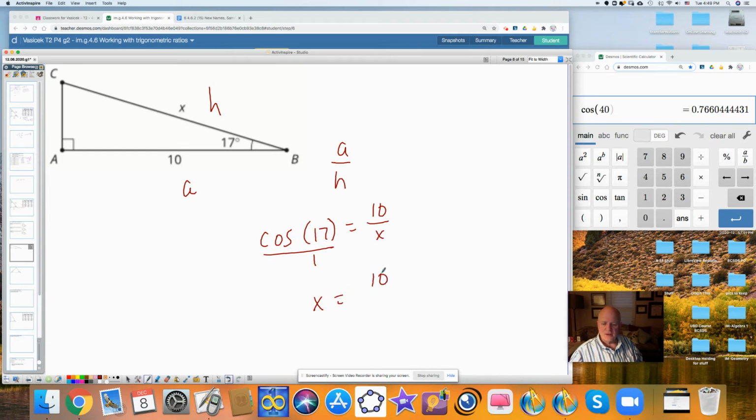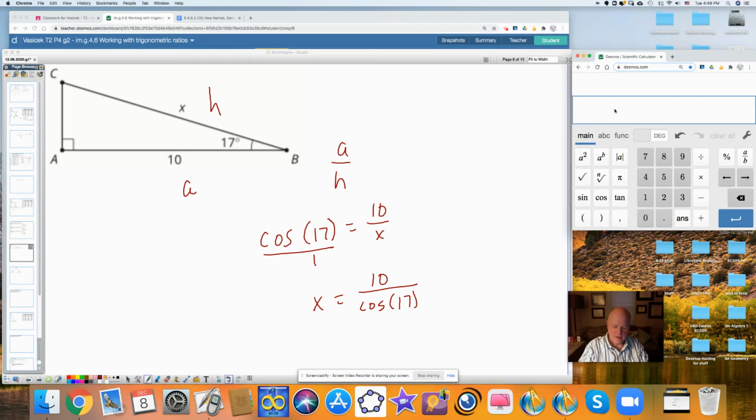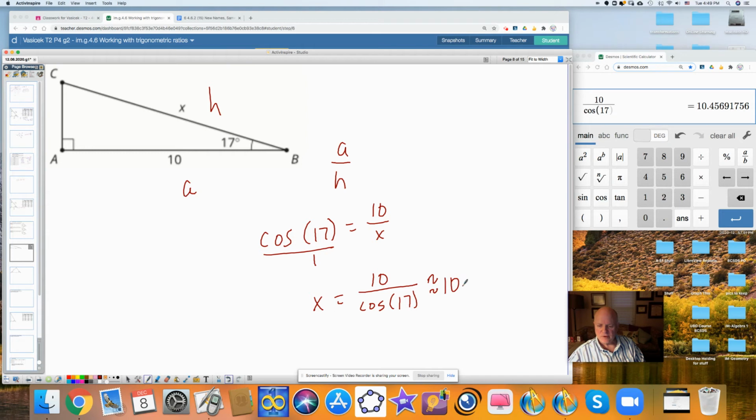So I get 10 divided by cosine of 17. You should try this division just to make sure that you're comfortable with what I just did. If you want to, you can write out the cross multiplication. You can see how this works. So when I type in 10 divided by cosine of 17, I get 10.5 as an approximation. So this is approximately 10.5.